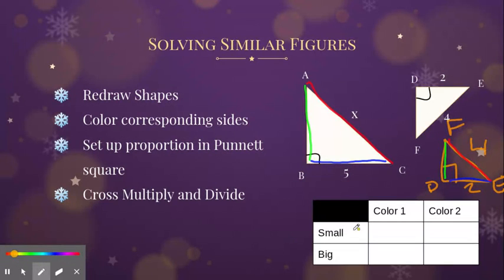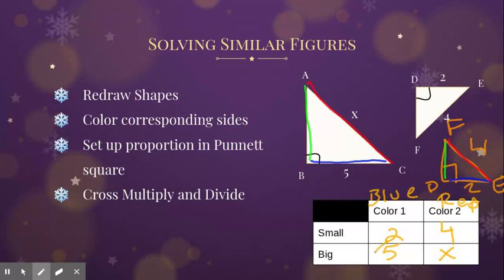And I go back. So my first color, on my big one, the color's blue. We've got blue on one and we've got red on the other. On the big triangle, because this is bigger, the blue is 5 and the red is the X. And then on the small one, the blue is 2 and the red is 4. So that's how we set it up, just like we did yesterday.